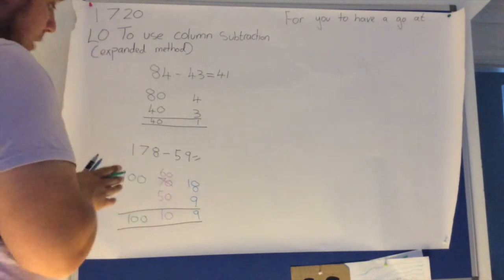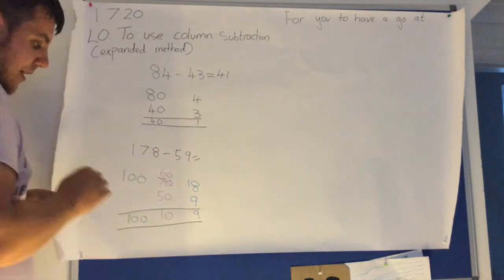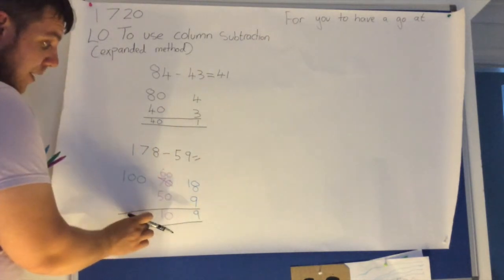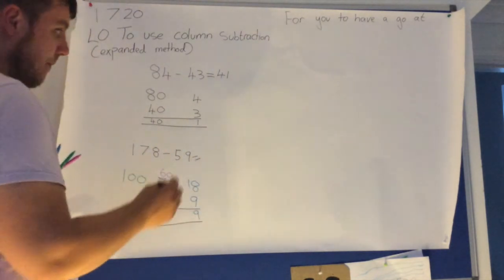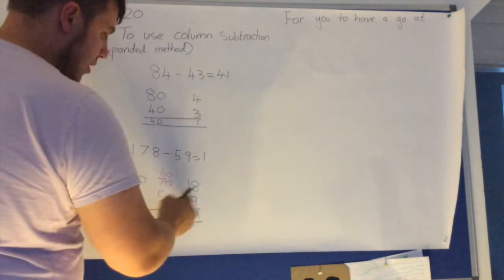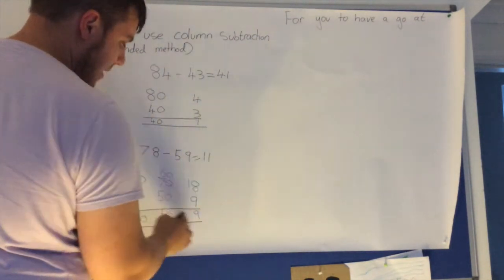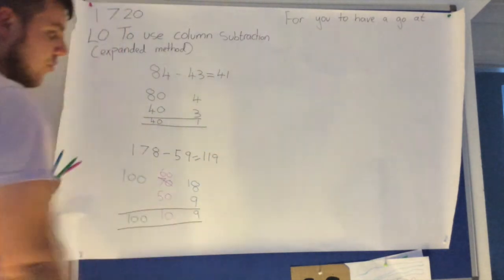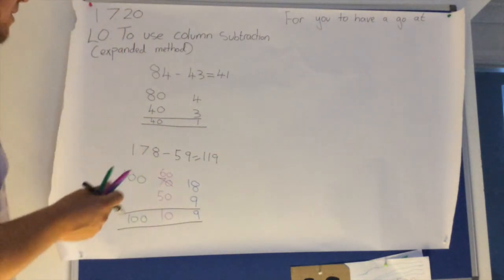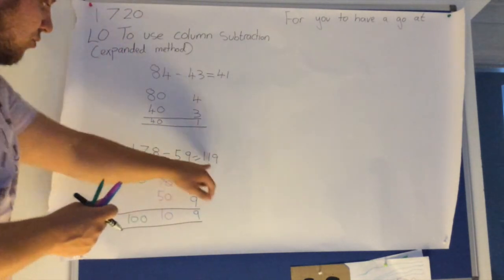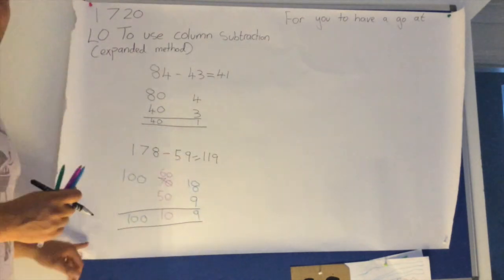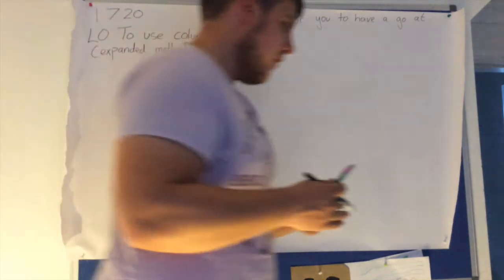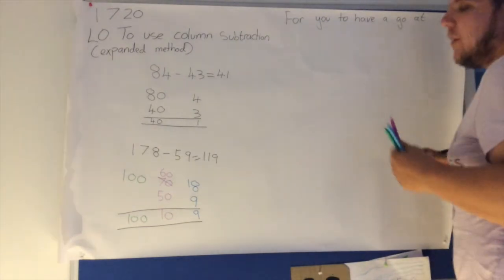Okay, so from there all I need to do is recombine these together to get my answer, which is going to be 119. So 100, I've got my 10, now I've got my 9 units, 119. 178 take away 59 is 119. Expanded method down here.